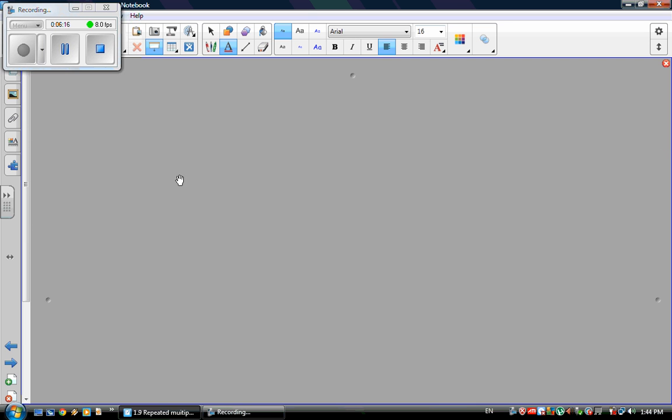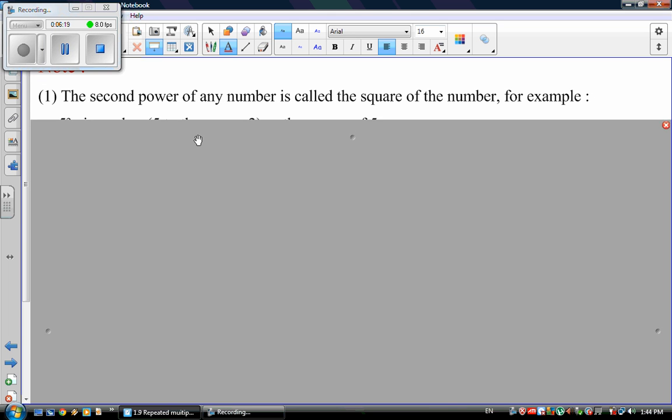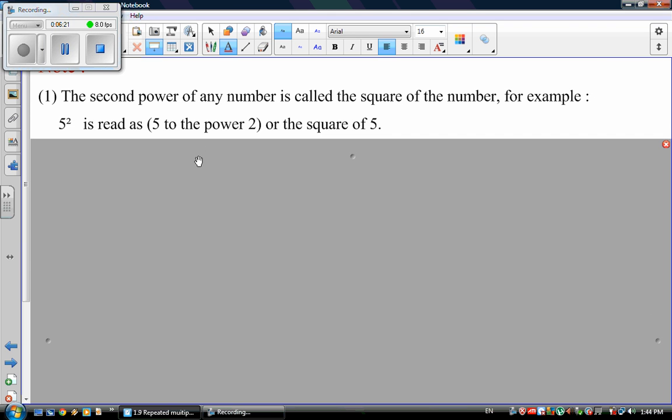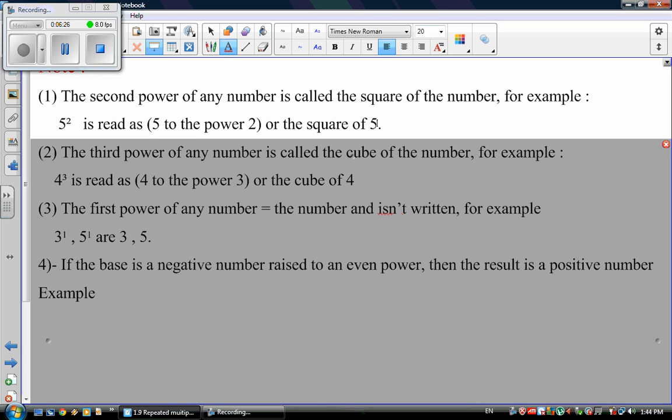We have some notes. The first note is the second power of any number is called the square of the number. For example, 5 to the power 2 is read as 5 to the power 2, or the square of 5. While 7 to the power 2 is read as what? The square of 7.